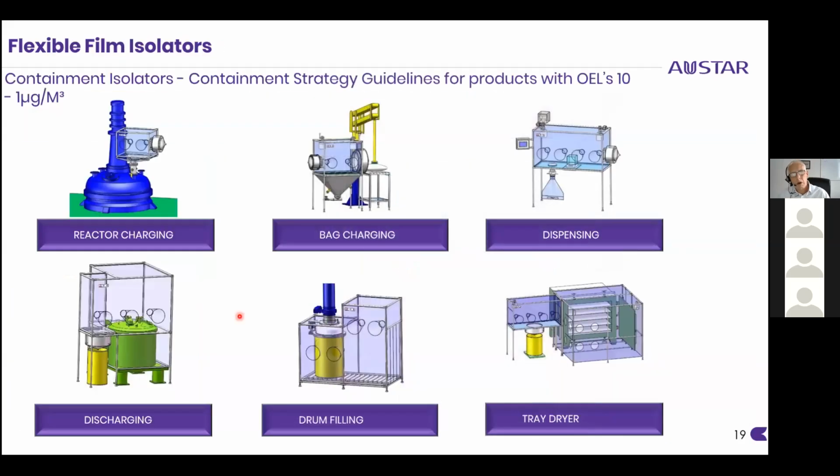So we'll start right at the very beginning. We would say on our containment strategy that flexible film isolators are suitable for products with OELs between 10 down to 1 microgram. Again, they can be designed to suit any process. As you see here, there are 6 examples. This is endless what the designs can be. And they are relatively cheap to purchase. They're very effective, and they can be single use.